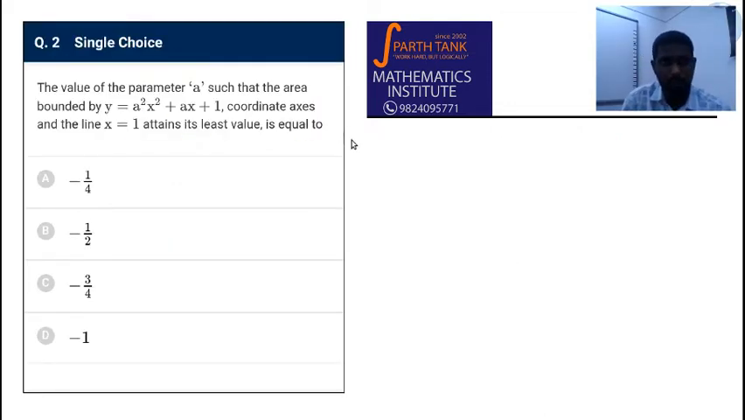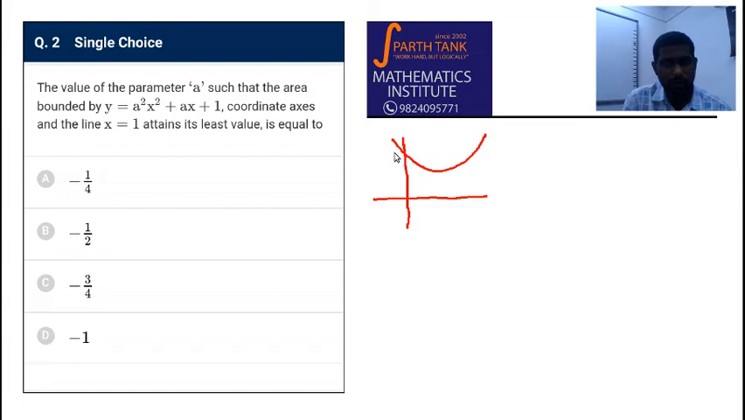Question number 2. The value of the parameter a such that the area bounded by a squared x squared plus ax plus 1, the coordinate axis and the line x is equal to 1 attains its least value is equal to. Now these are maximum minima problems. The minimum is the question here. Basically, the given curve y is equal to a squared x squared plus ax plus 1 is going to be a parabola, and since it is positive here, it is an open upward parabola and could roughly be something like this.